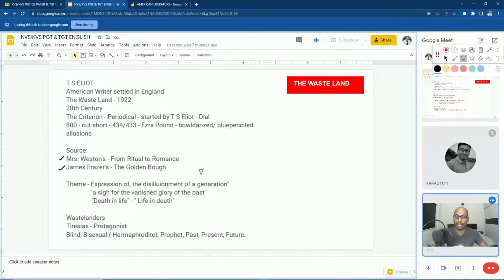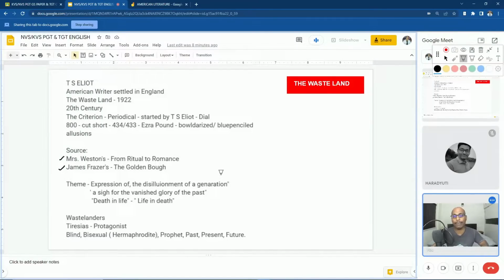To be specific, this entire poem expresses the theme of disillusionment of a generation. When a generation becomes disillusioned and doesn't believe in anything, how do they behave? What is their thought process? What is their belief system? And how do they act exactly? So when T.S. Eliot observed the people in London and their degraded lifestyle and moral degradation, he believed that the entire London is a wasteland and the people in London are known as wastelanders.